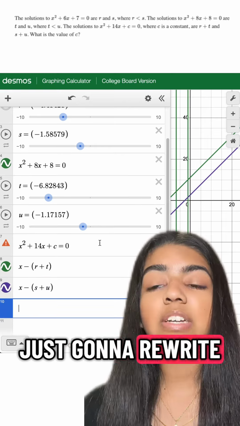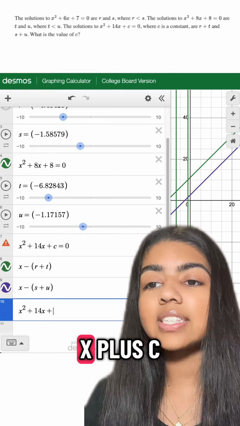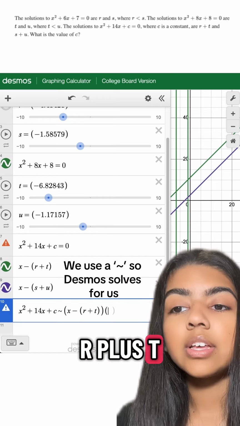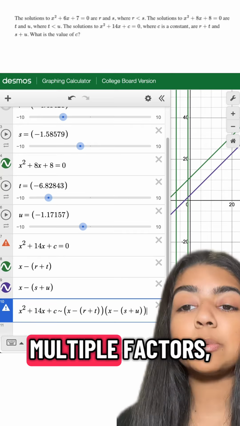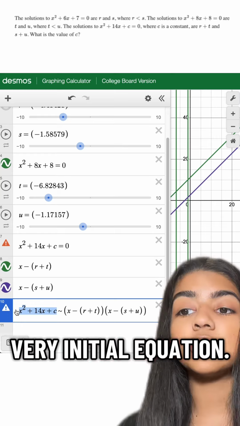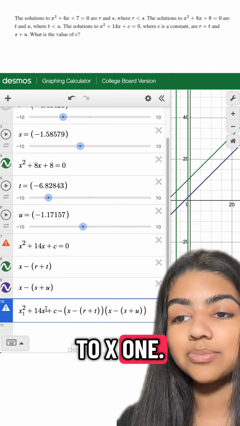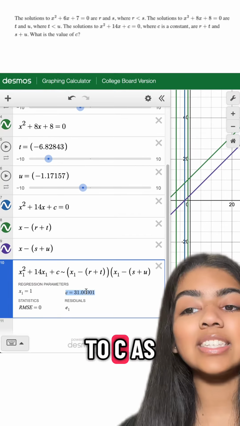So now I'm just going to rewrite all of this together in one line. I'm going to say x squared plus 14x plus c equals (x minus (r plus t)) times (x minus (s plus u)). And we're using times because whenever we have multiple factors, you multiply them to get your very initial equation. Now, since Desmos can't use regression with x, I'm going to change all the x's to x1. And finally, we get our answer for C as 31.